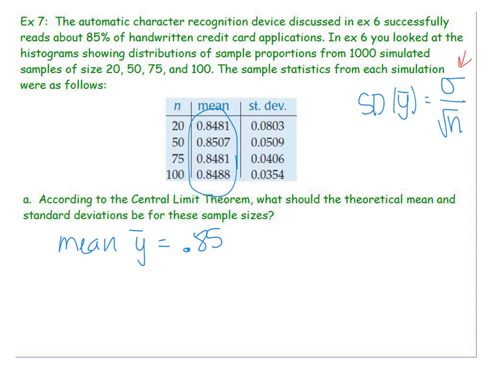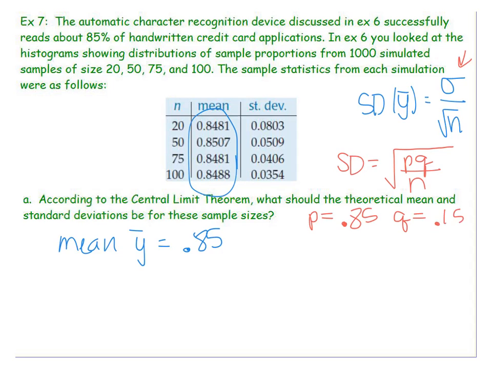And if you remember, from the last lesson, we learned that the standard deviation was always the square root of p times q divided by n. So I'm going to calculate that for each and every one of these. Now the nice thing is, for this problem, p and q is not going to change, because the proportion of correct applications is 0.85, which means the incorrect proportion is 0.15. So the only thing that's going to change from one sample size to the next is your n.